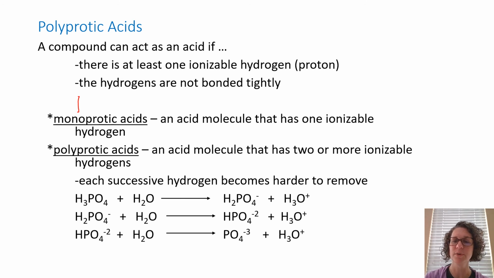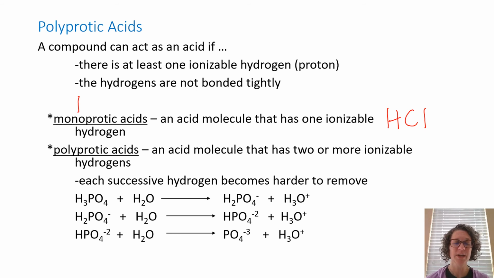So for example, HCl, the one from the page just before. There's one H there. That one H can be donated, and so that is a monoprotic acid. Now there are some acids that actually have multiple H's, and if it can donate each of those H's, then it is a polyprotic acid.